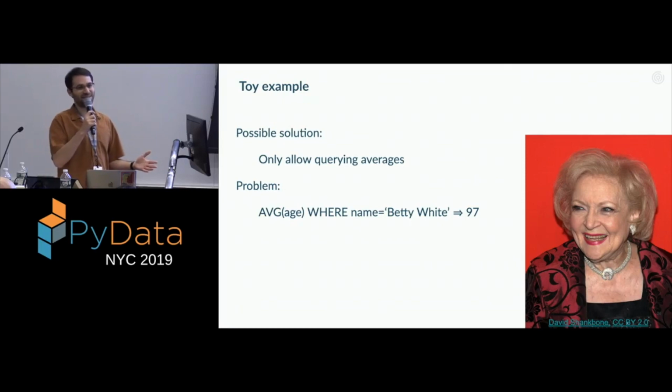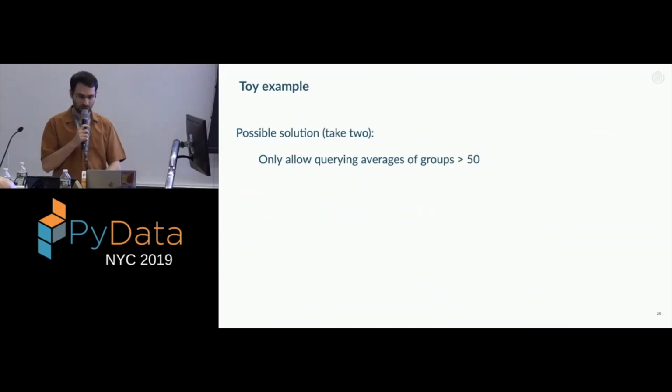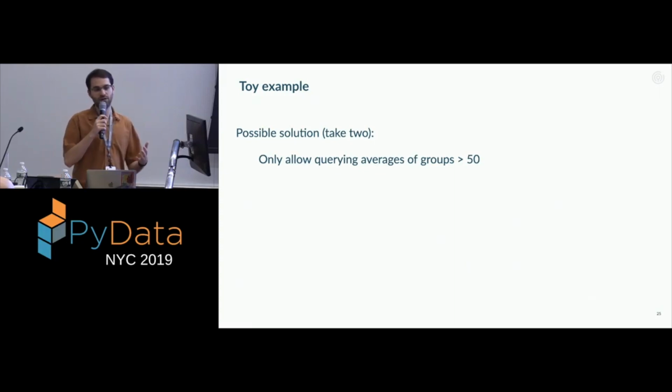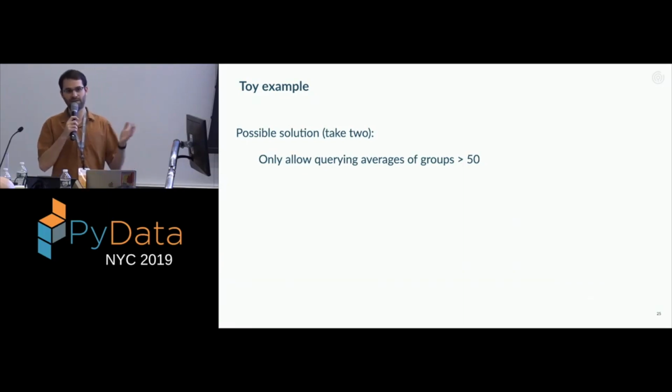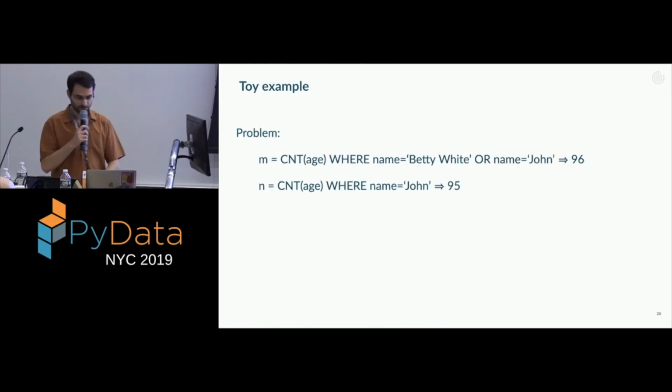Okay, now this might seem kind of silly, right? You're like, obviously when we said average, we didn't mean average of one, we meant average of a group. So maybe you place a little restriction on this. And now you say, when you query that average, the group you're looking at has to have at least 50 people. So right before we do the query, we count how many people satisfy the where clause. And as long as that number is greater than 50, then we allow you to make that query.